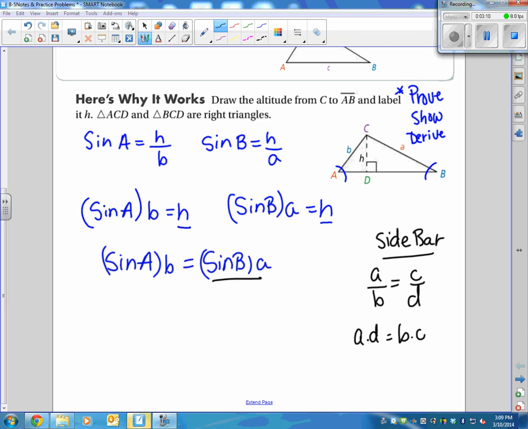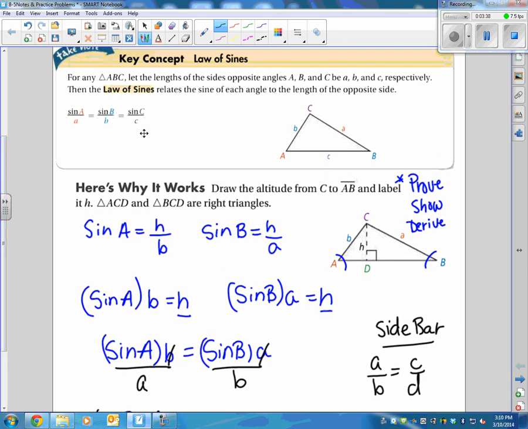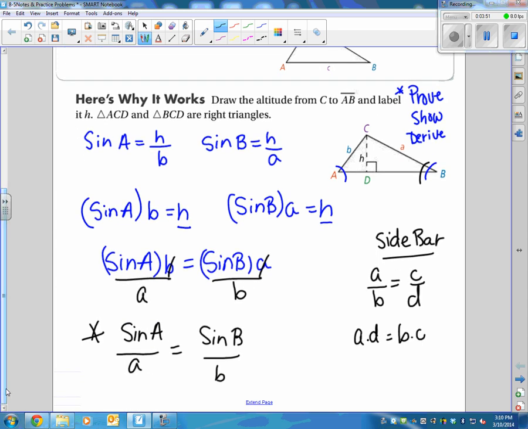So I'm going to divide by a, which is going to take my a over here, and then I'm going to divide by b, which is going to move my b over here. And so in the last step, we will have that the sine of A over a is indeed equal to the sine of B over b. And that basically allows us to prove or show or derive this particular proportional relationship using the right triangular relationship that we already knew. Okay, so that's what we would put down if that particular question were asked.